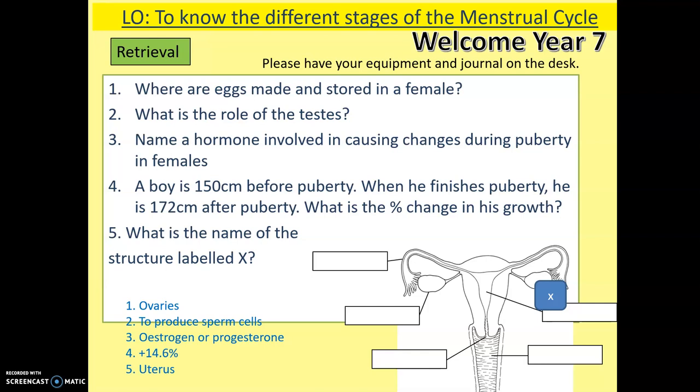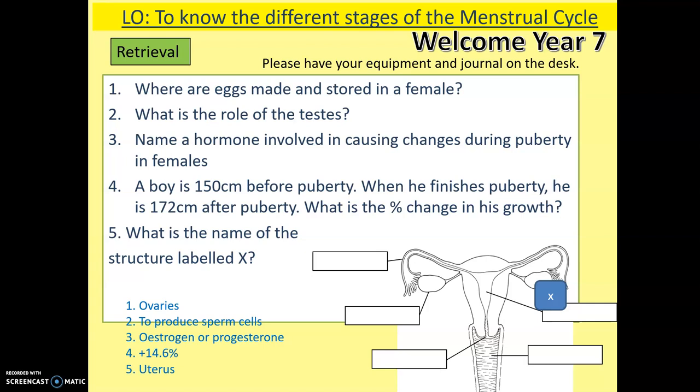All right. Now, the 5th question is asking, what is the name of the structure labeled X? I would like to tell you that the structure is called the uterus, like we talked about last lesson when we were looking at the different problems that could occur in people, okay? All right. Now, again, give yourself a mark, make those corrections, and then we can continue.